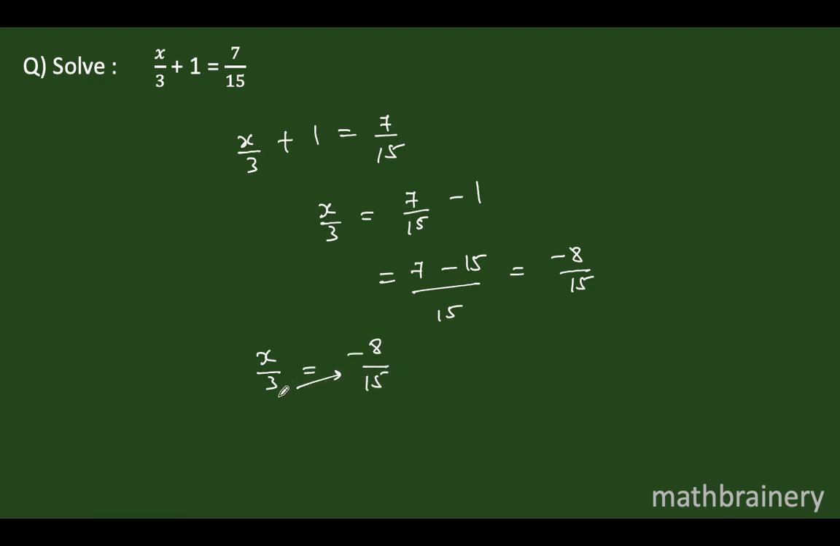Let's transpose this 1 by 3 to the right side. You get x value as minus 8 by 15 times 3. Okay, 3 5s are 15. So its value is minus 8 by 5. So the solution to this linear equation is x is equal to minus 8 by 5.